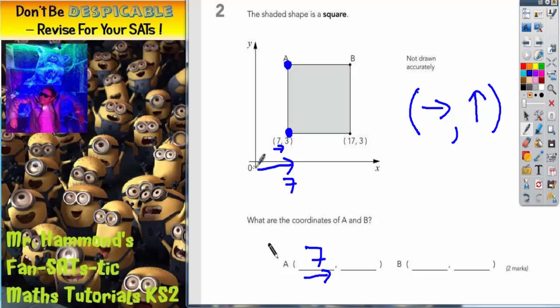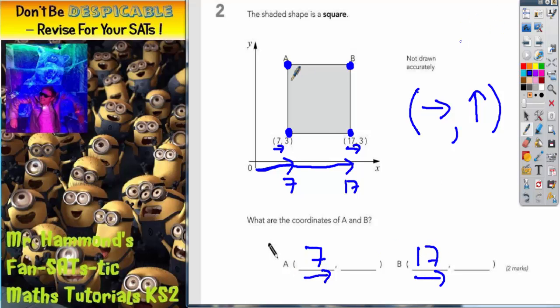If we go back to 0 again, and this time we keep going all the way along to this point, we should notice that point B is level with this point. And this point is 17 across. So this number must be 17. And point B is level with this, so point B must be 17 across. So now we have both the across coordinates of point A and B.